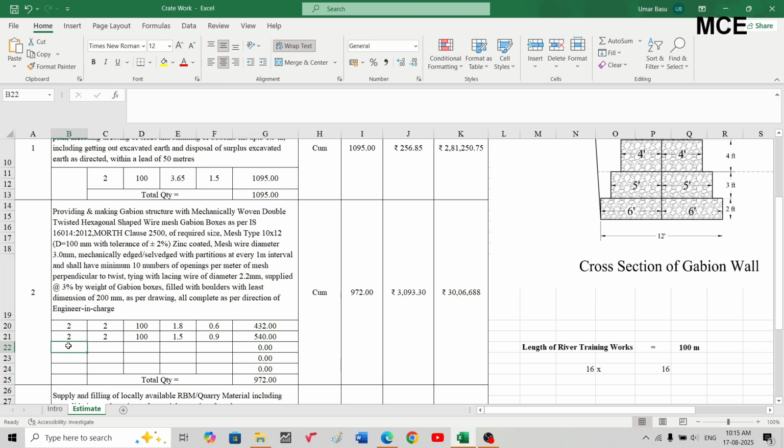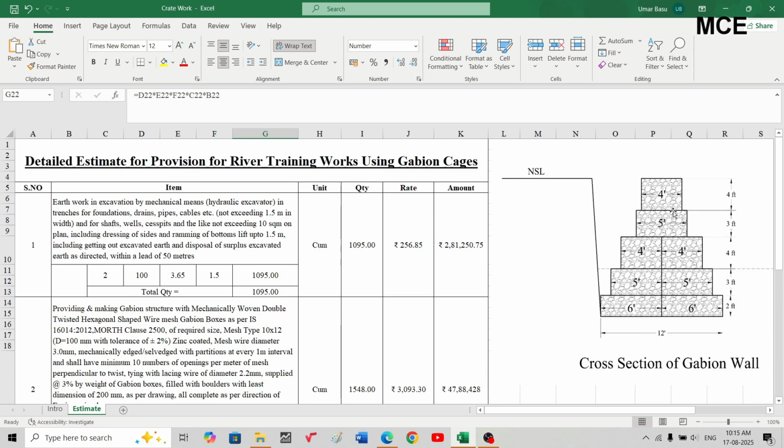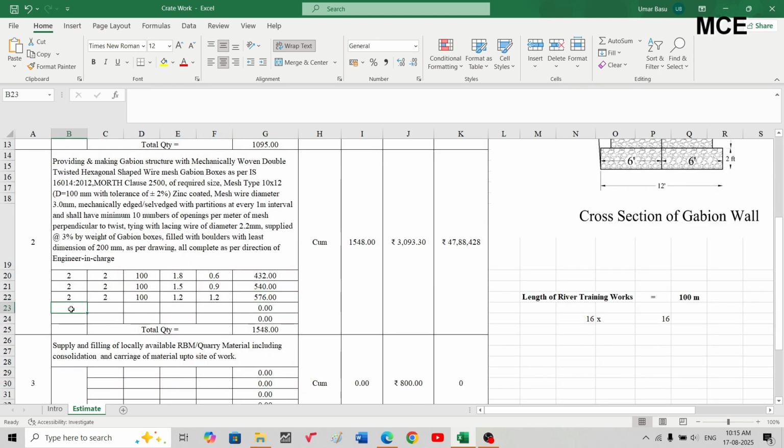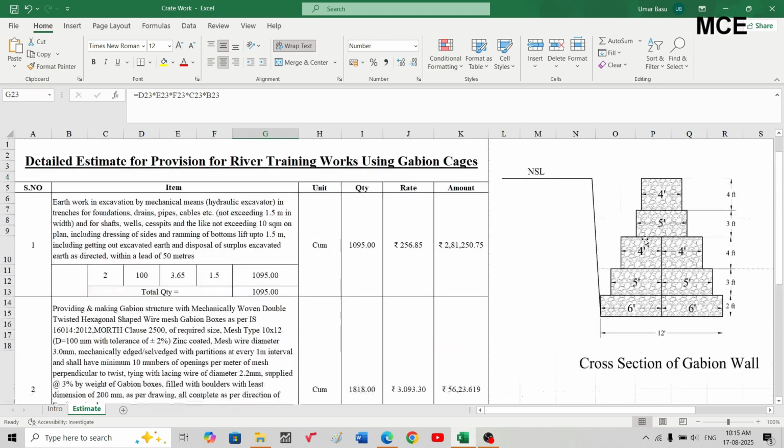After that, the third Gabion box is 2 for 2 river banks, 2 for 2 boxes of 4 feet width, length is 100 meter, 4 feet bottom width, that is 1.2 meter, and depth is also 4 feet. So total quantity will be 576 cubic meters. After that the fourth Gabion box is a single box of 5 feet bottom width and depth 3 feet and length is 100 meter. So 2 for 2 river banks, one box, length 100 meter, 5 feet width and 3 feet depth, so it's 270 cubic meters.